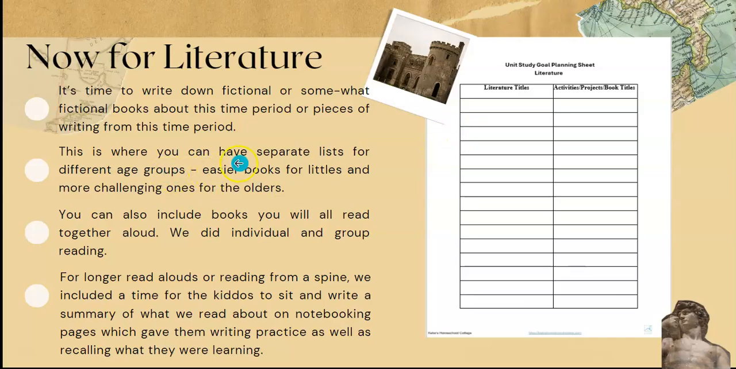And then, as I said, this is where you can also have separate lists for different age groups. Maybe easier books that you might read with the littles, or the littles can read on their own, and then more challenging ones for the olders. And you can include books here that you'll read together. So we did individual and group reading.